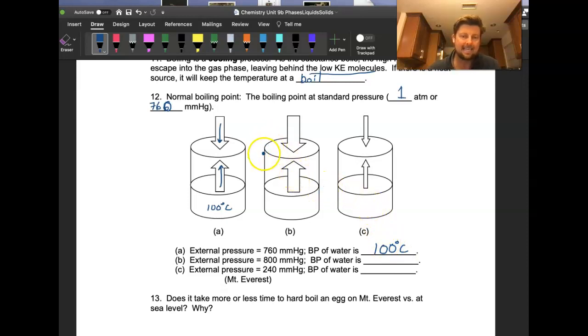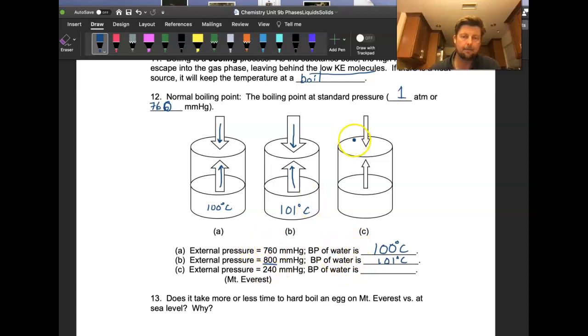If we're somewhere like Death Valley where there's more pressure because you're at a lower elevation, you're going to have to heat up this water more because the air pressure is higher. If the pressure is at 800 millimeters of mercury, then we have to heat it up to a higher temperature. And in this case, 101 degrees Celsius is what's required in order to boil water. So you actually have to get a higher temperature to overcome the higher atmospheric pressure.